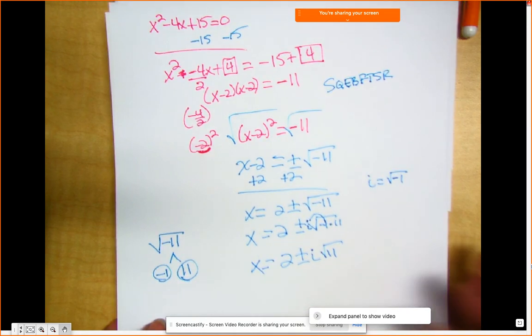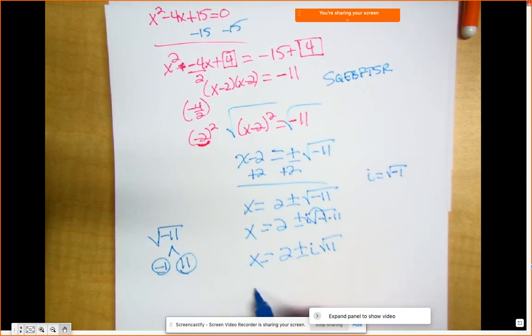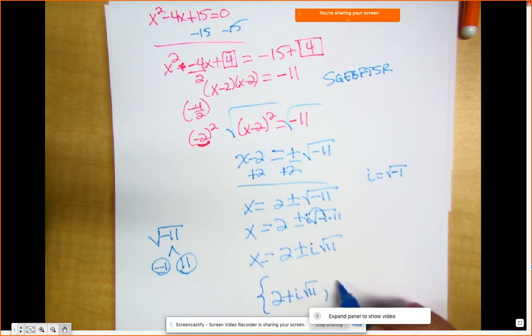Now, do remember that on multiple guess tests, they could write it either way. They could write 2 plus i root 11 or 2 minus i root 11. Could be either one.